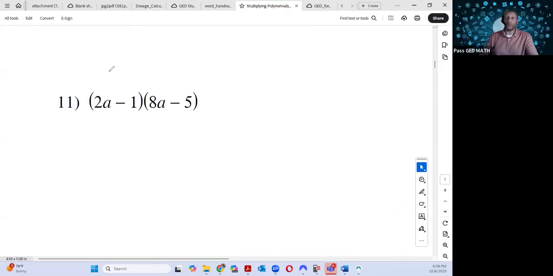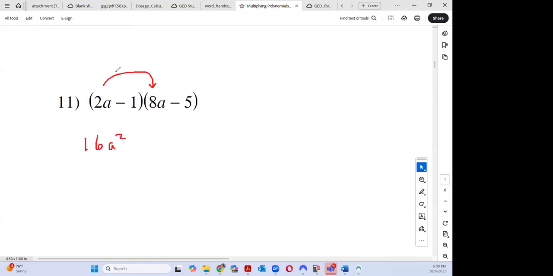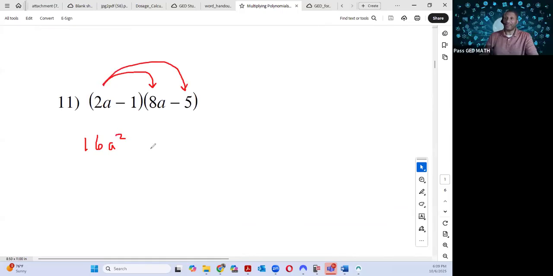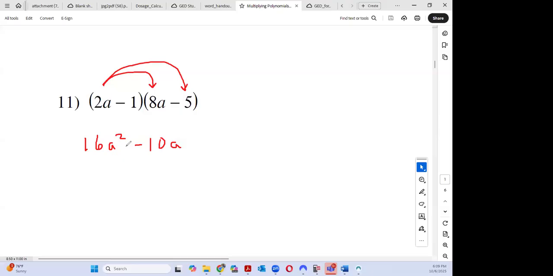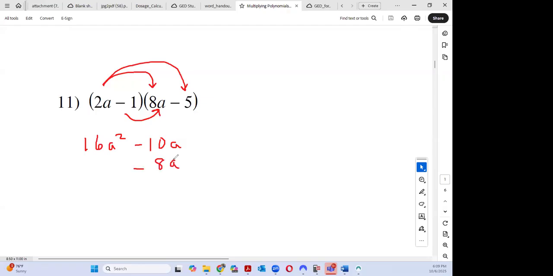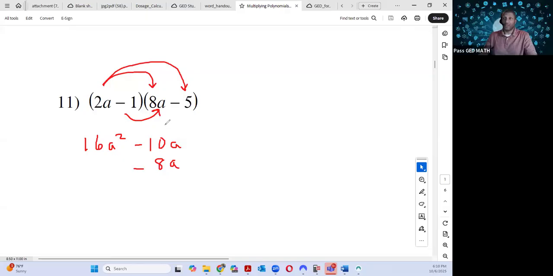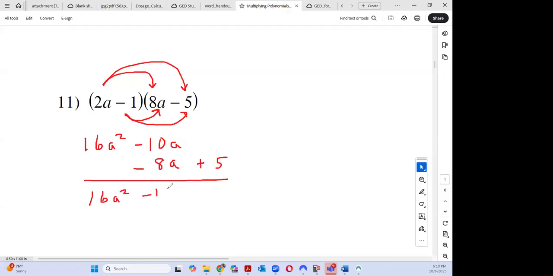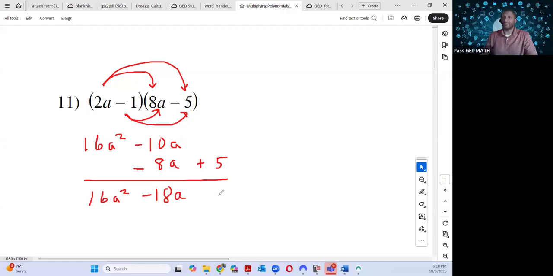Since you brought it up, I'm going to do a problem real quick. 2a times 8a is 16a squared. 2a times minus 5 is minus 10a. Now that we multiplied that first term by everything in the second parentheses, we're going to the next term. Minus 1 times 8a is minus 8a. If you notice, I aligned it up under like terms. Minus 1 times minus 5 is a positive 5. You get 16a squared minus 18a plus 5. So let's go check it, make sure we're right.